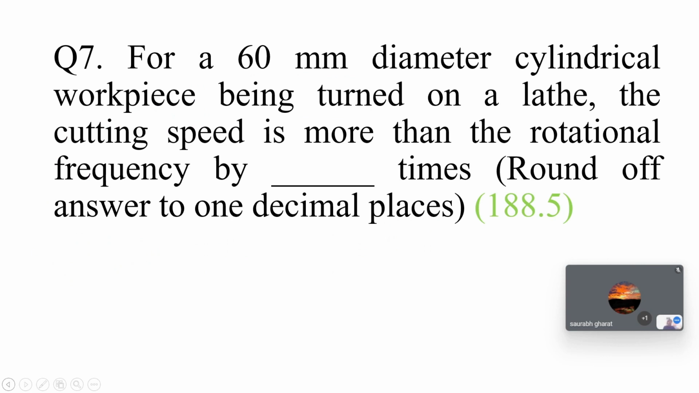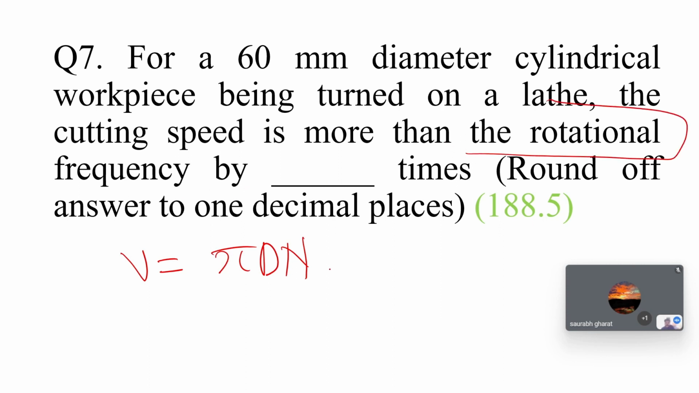For a 60 mm diameter cylindrical workpiece being turned on a lathe, the cutting speed is more than the rotational frequency by how many times? Okay, so you know how we can calculate it. What they ask here is the cutting speed. You know, cutting speed is simply equal to pi D N, where N is the rotational frequency. More than rotation means this rotational frequency, which is N.